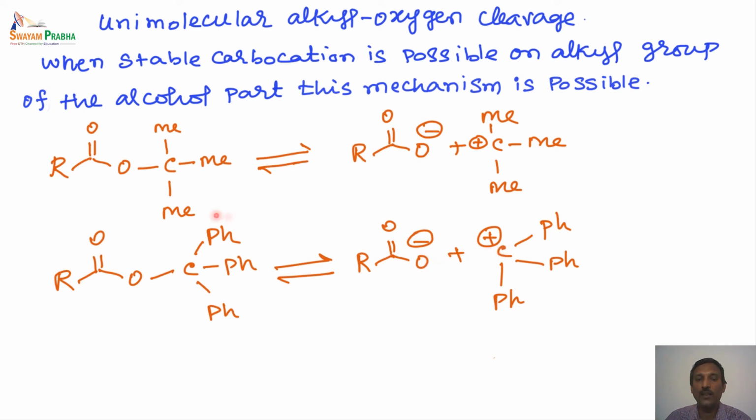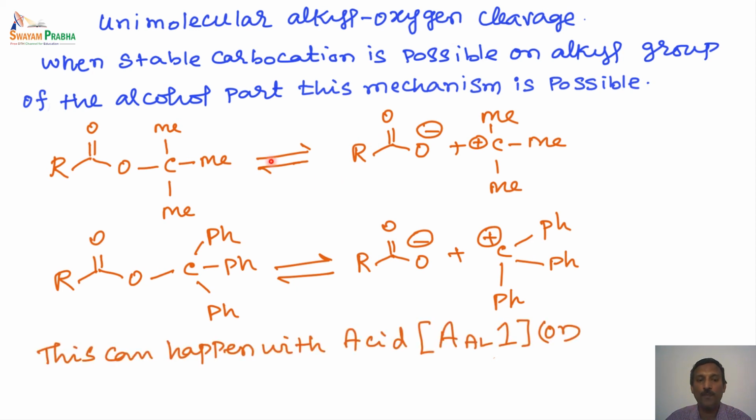oxygen alkyl group, and this reaction does not involve any acid or base. So this is basically a unimolecular reaction. So in this particular case, this unimolecular alkyl oxygen cleavage is possible. This can happen with both acid or base. If it is happening in the presence of H plus ions, we say AAL1, and if it happens in the presence of base, we say BAL1. But in both cases, neither the H plus ion nor the OH minus ion is involved in the rate determining step.